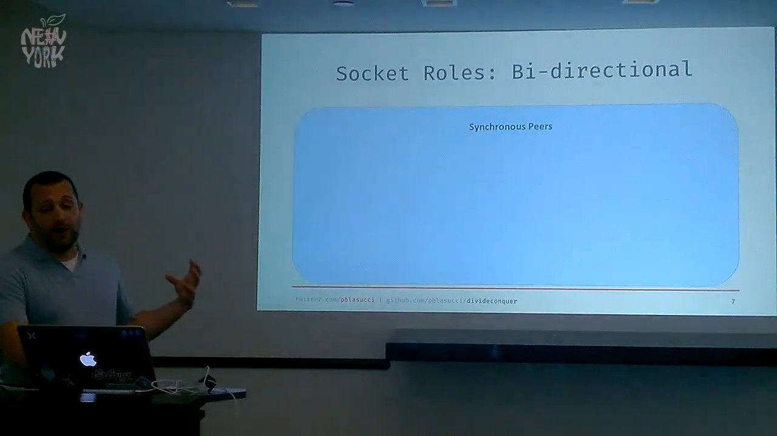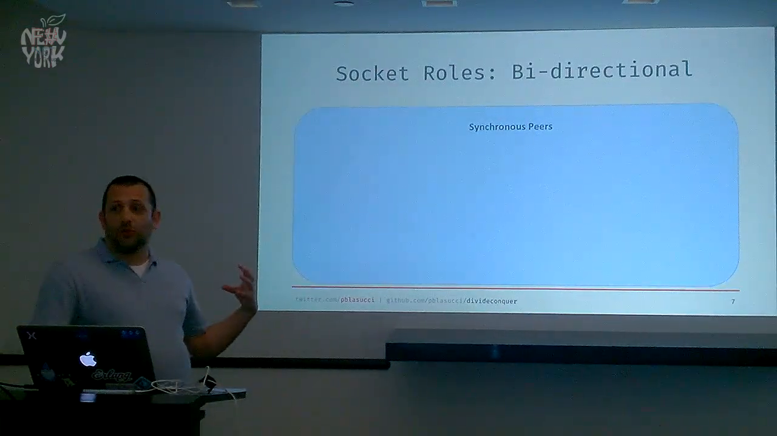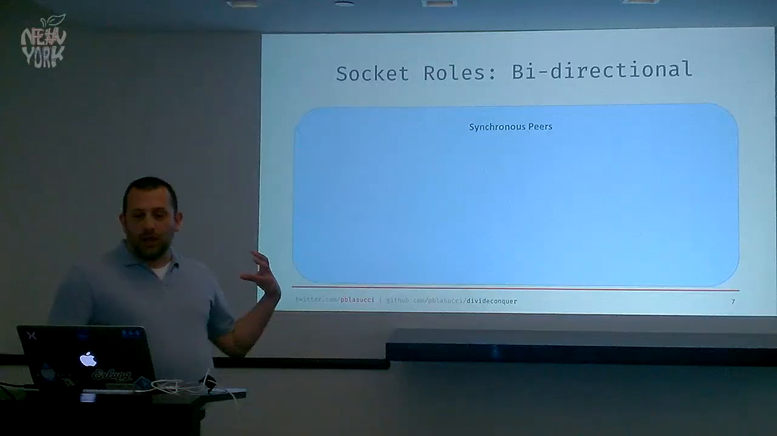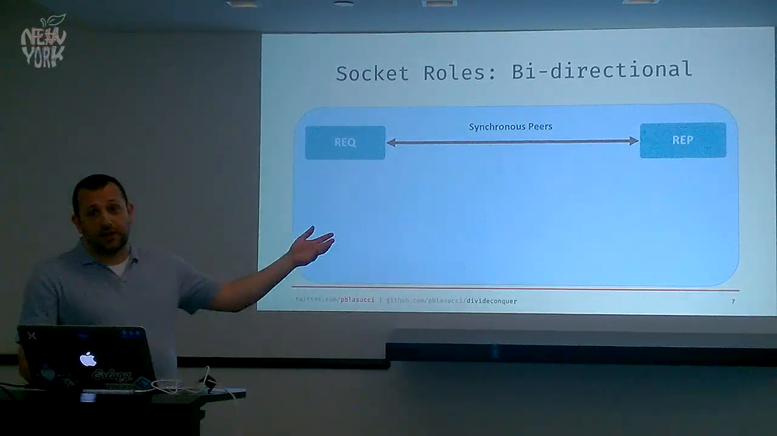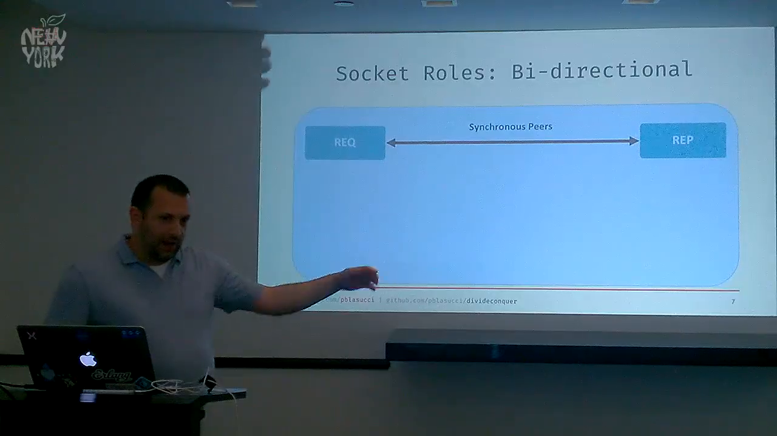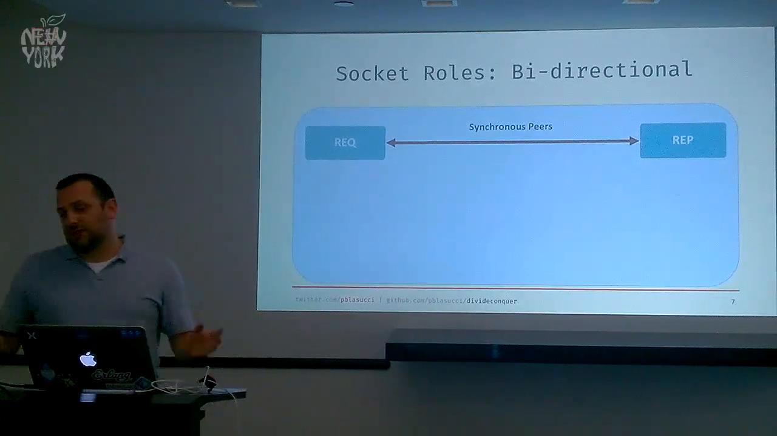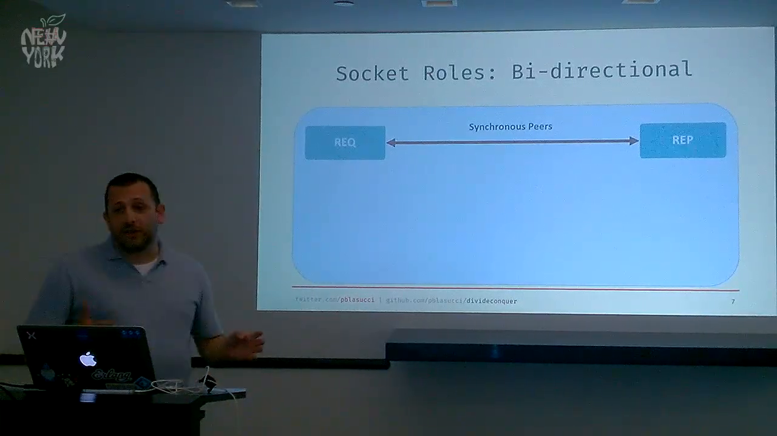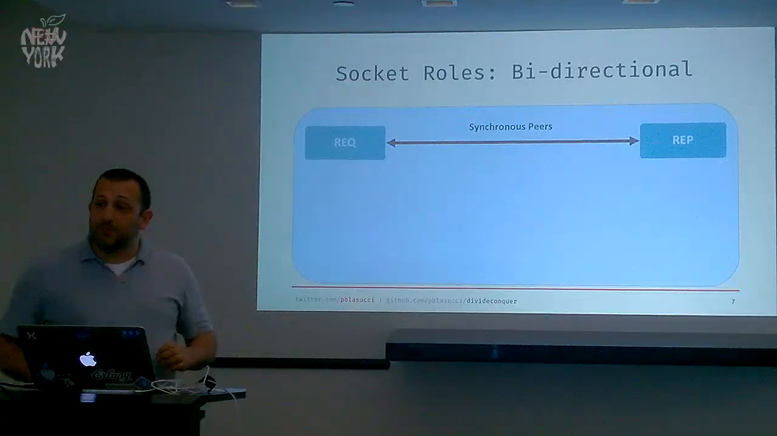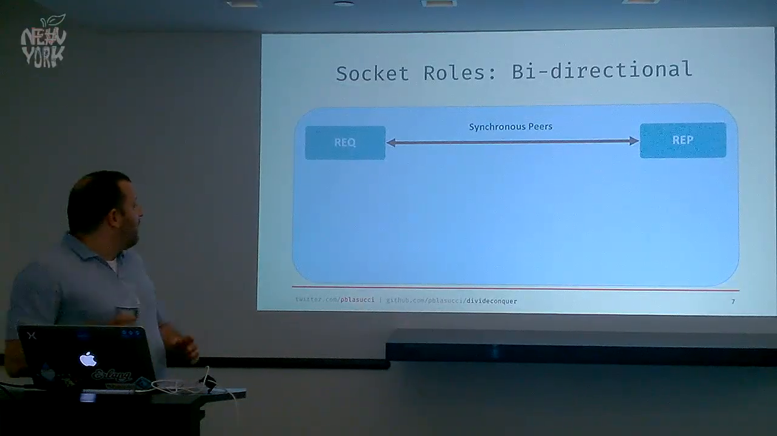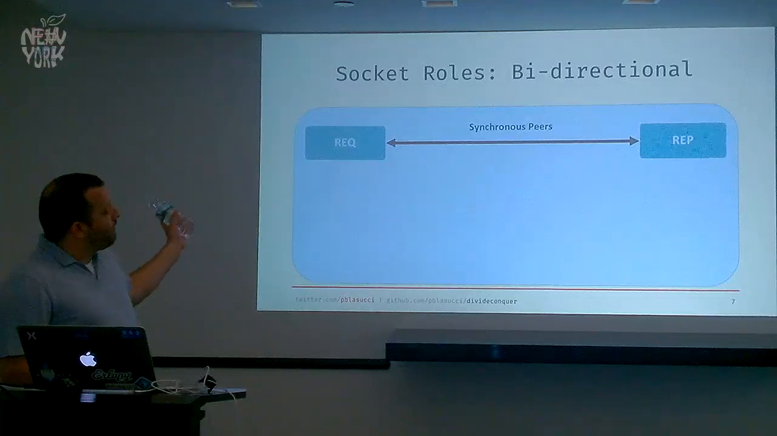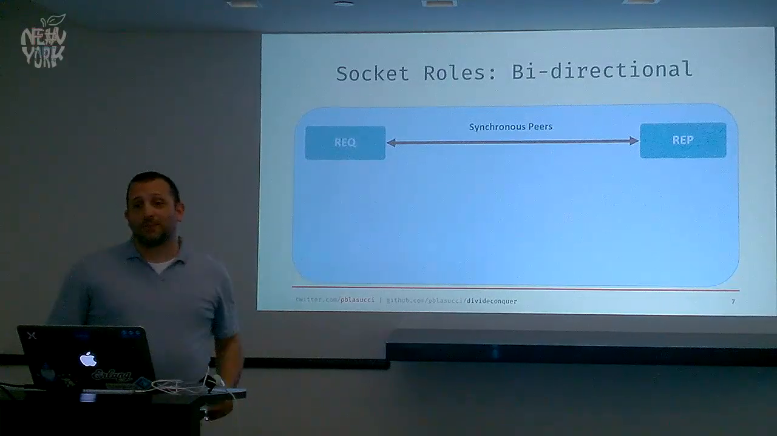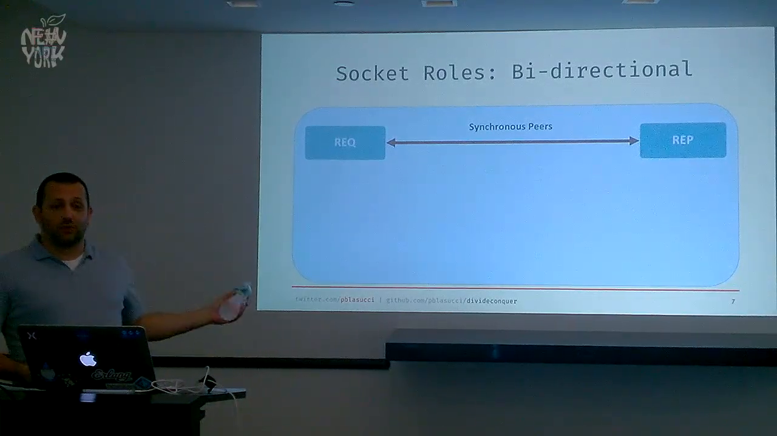And there are really 4 bidirectional sockets, depending on whether you want a synchronous channel or an asynchronous channel. So synchronous peers would be a req socket and a rep socket. Request, reply. We couldn't do request response because that might be confusing for people who do HTTP, whatever. Anyway, this is a very simple send and receive model. Request socket sends a request, the rep socket sends a reply.